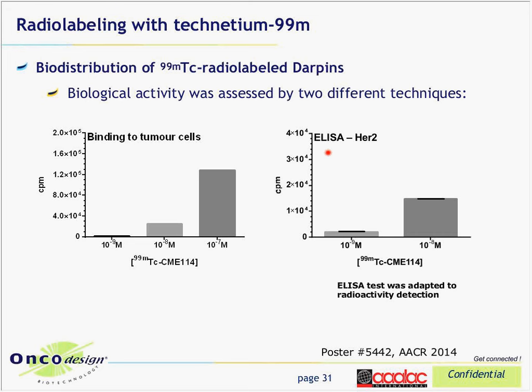on the right, by ELISA assay with different concentrations of the radiolabeled DARPin. And what's important is that we adapted the ELISA technique to work with radioactivity, meaning we did not use a secondary antibody linked to an enzyme, but once the incubation period with the radiolabeled DARPin ended, we washed the wells and we harvested radioactivity in the wells with NaOH. So it means any kind of quality control that is routine for cold molecules can be adapted for radioactivity.